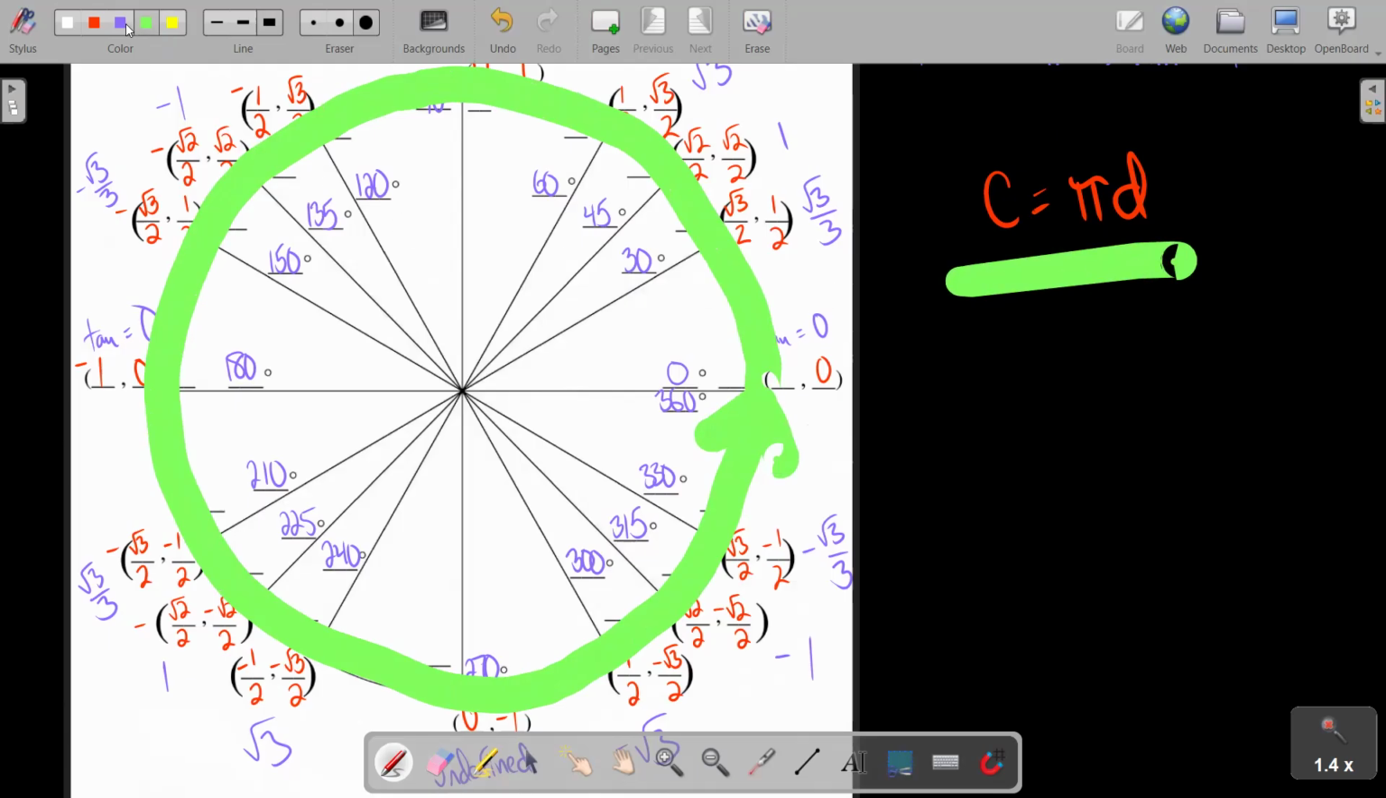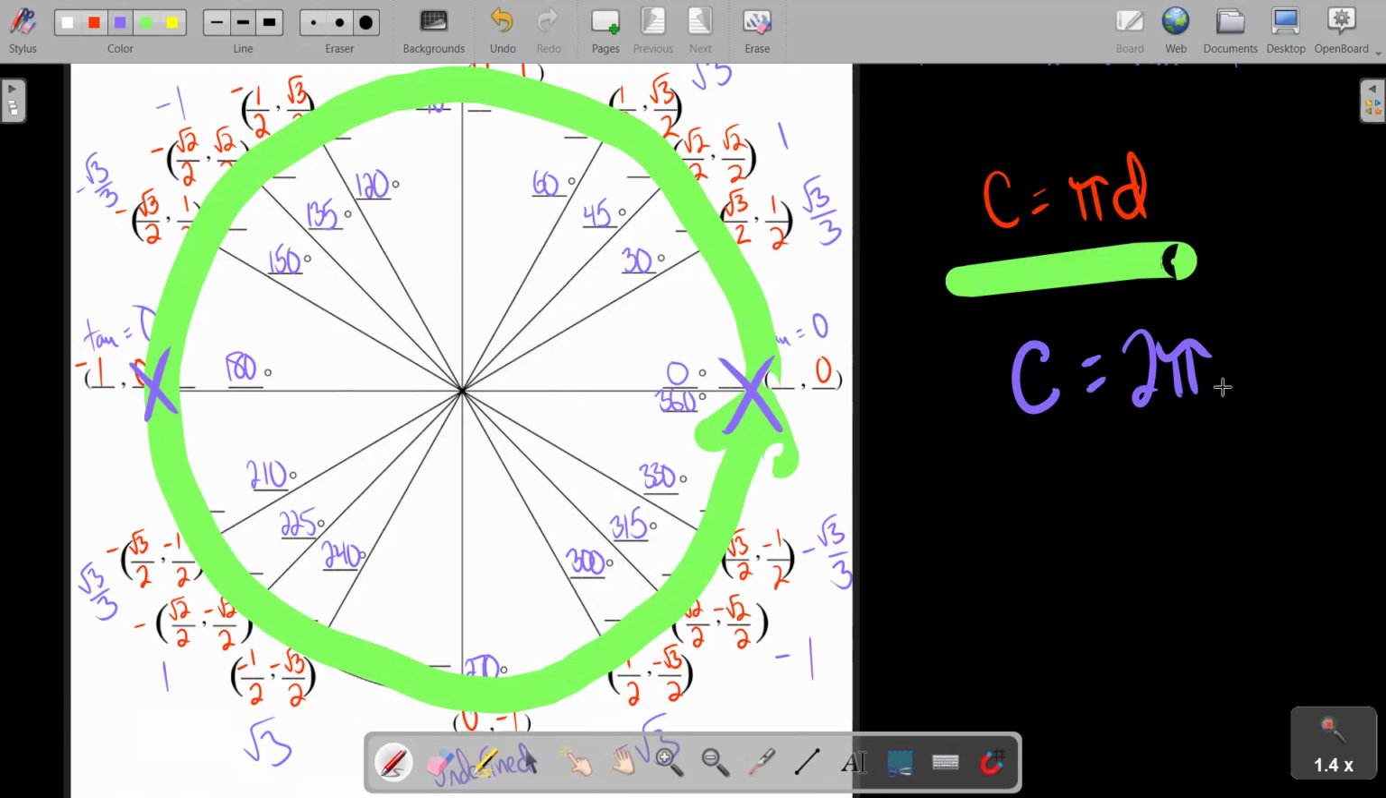As a couple of you have already figured out, the diameter of this circle runs from here to here. How long is it? It's 2, because it takes 2 radii to get from purple X to purple X. So if the diameter is 2, then we can officially say that the circumference of the unit circle is exactly 2 pi radians.